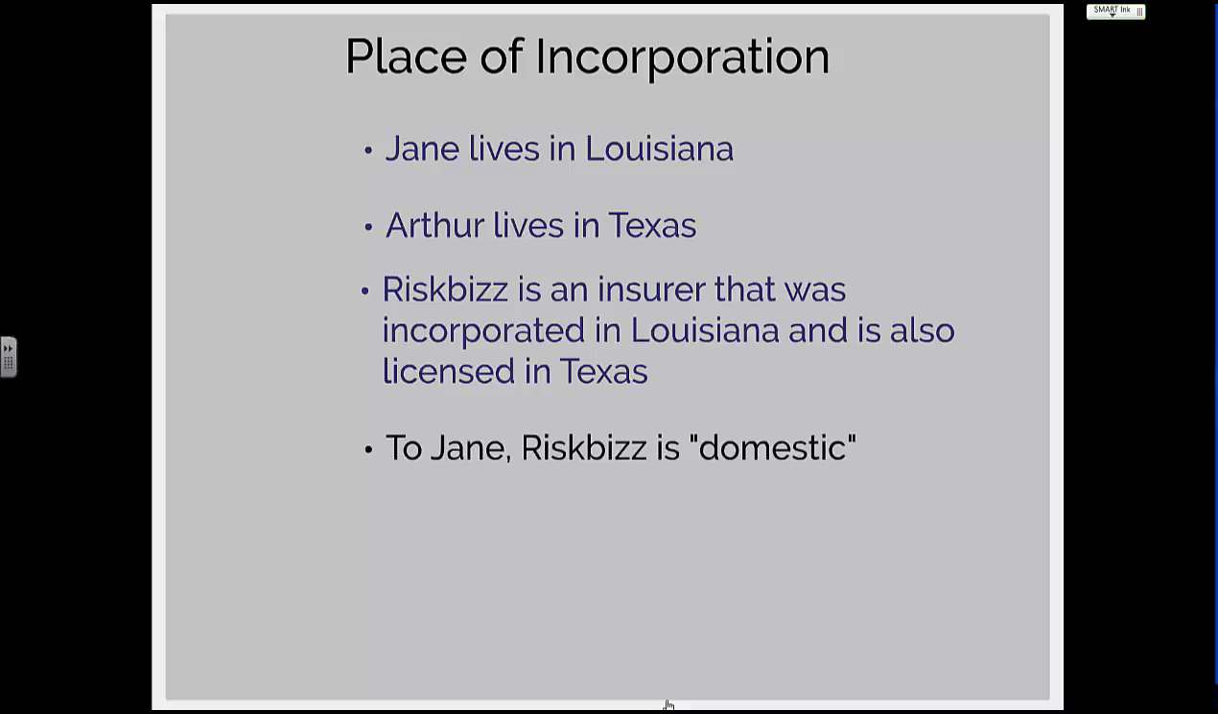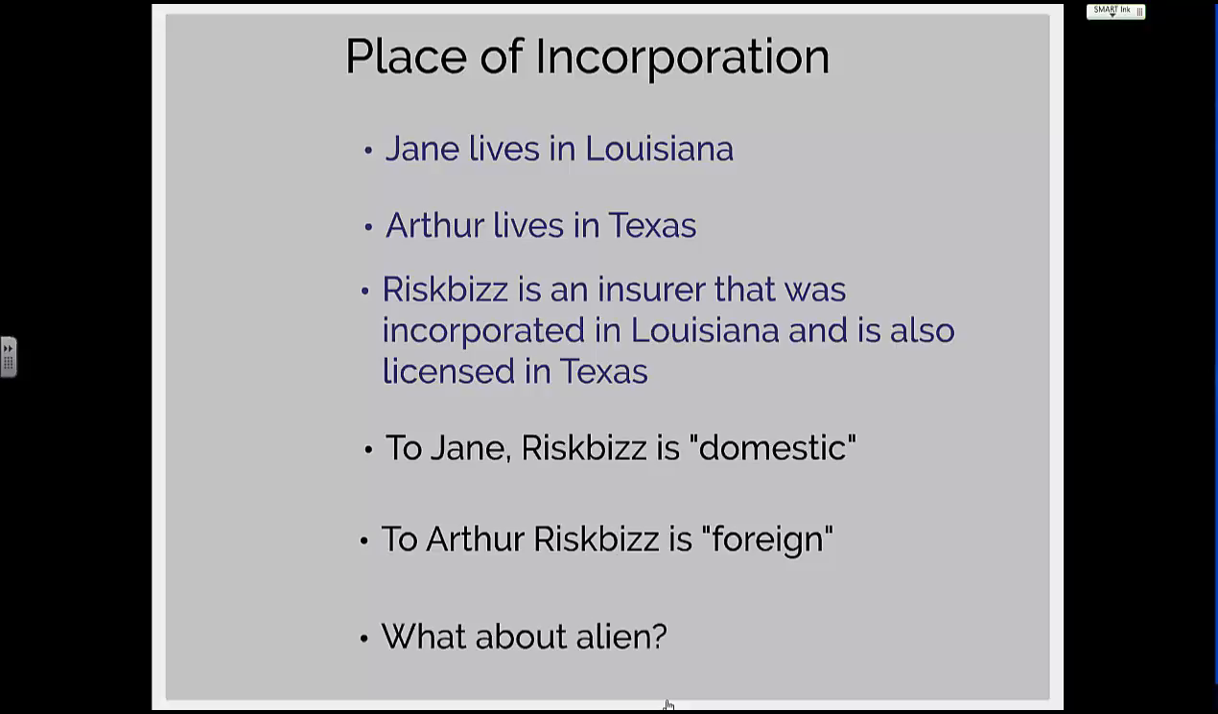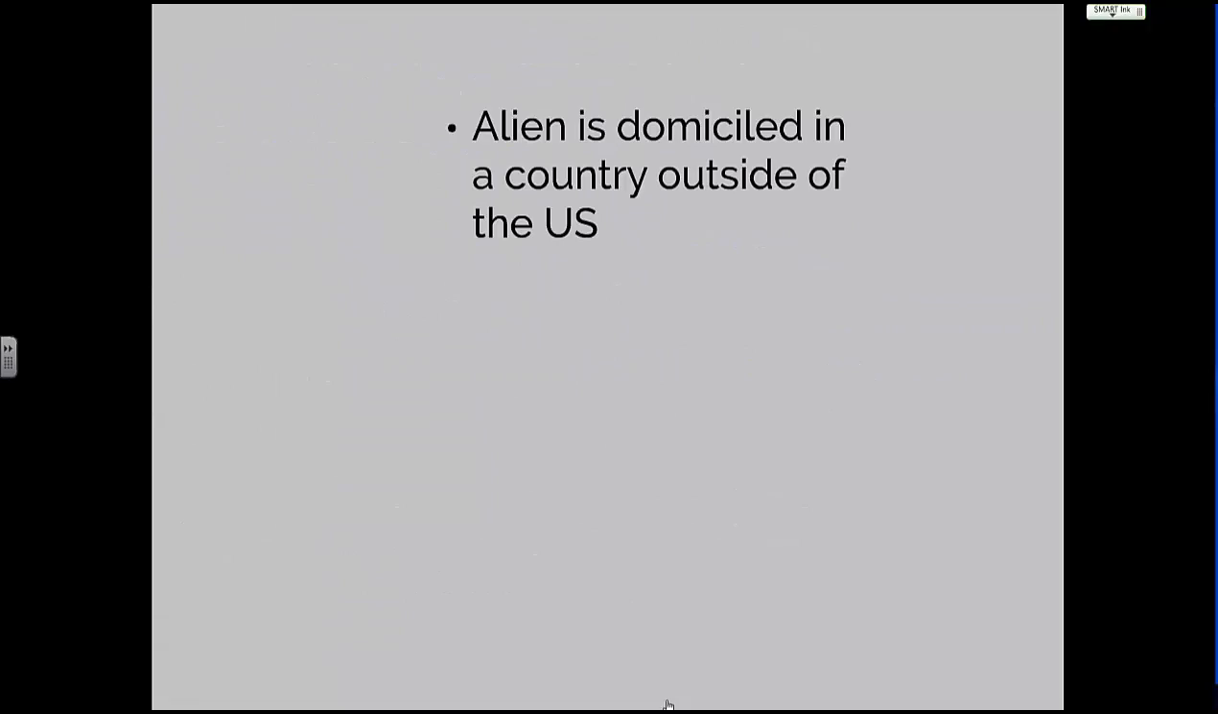To Jane, because Jane lives in Louisiana, the company RiskBiz is domestic, or a domestic insurer. But to Arthur, RiskBiz is foreign because Arthur lives in Texas. Even though RiskBiz is allowed to sell insurance in Texas, because Arthur doesn't live in Louisiana, where RiskBiz is domiciled, RiskBiz is a foreign insurer to him. So what about alien? An alien insurer is one that is domiciled in a country outside of the United States.